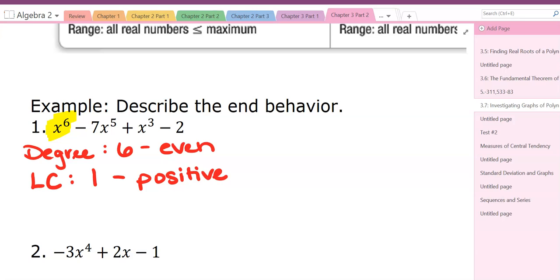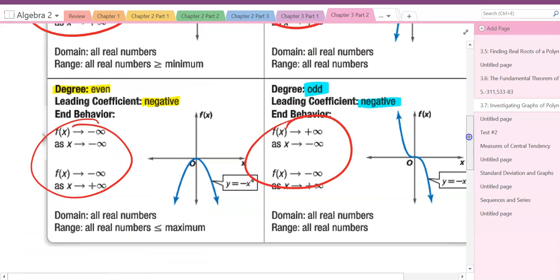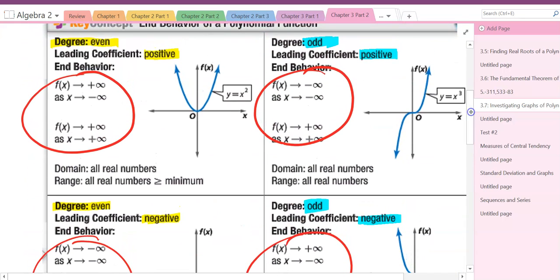Okay, so here are your two key pieces. I need to look up above at my tables, where it said that my degree is even and my leading coefficient is positive, because that's going to tell me what the end behavior is. So I'm going to come back up here for a second. Okay, we said even for my degree, positive for my leading coefficient, so it's going to be this one right here that I'm circling in yellow. All you have to do is copy that down.